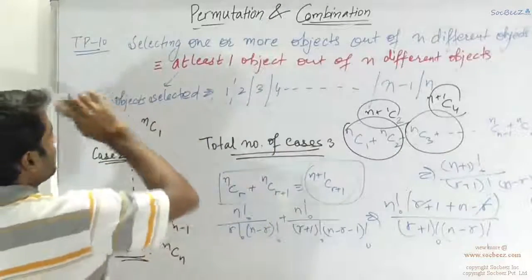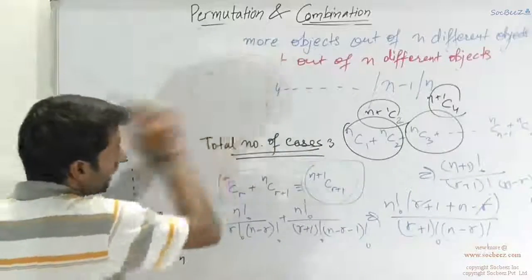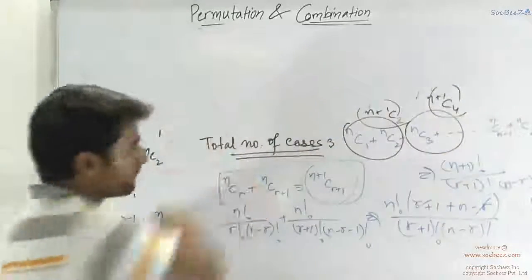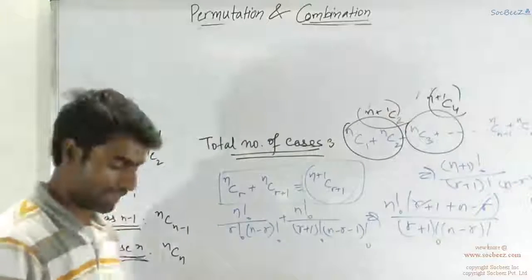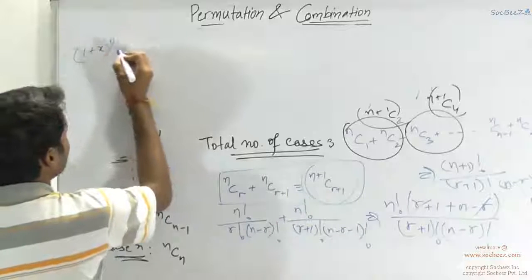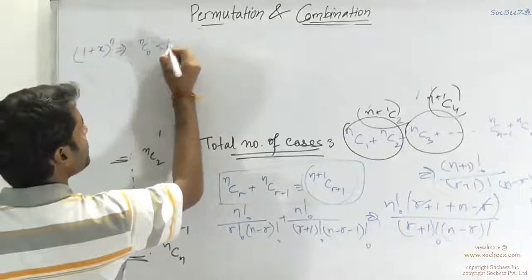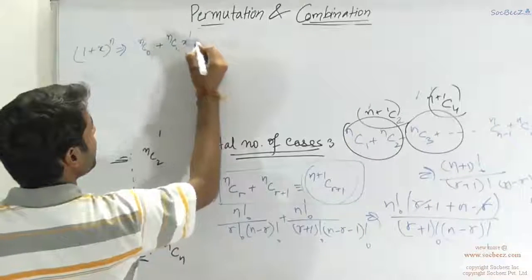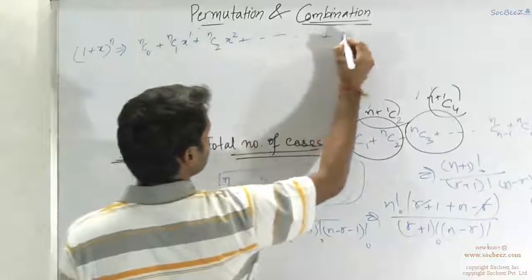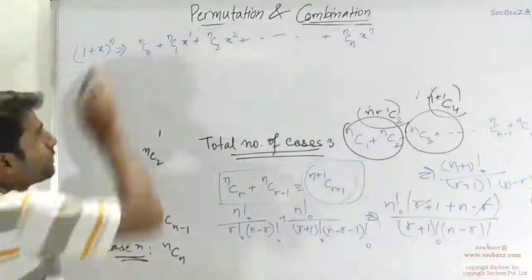Basically, what is this nc1 plus nc2 and so on? Let's see where you have encountered this earlier as well. You might be familiar with the binomial expansion of the expression 1 plus x power n. This is nc0 plus nc1 x power 1 plus nc2 x power 2, carried till ncn x power n. This is the binomial expansion of the expression 1 plus x raised to power n.